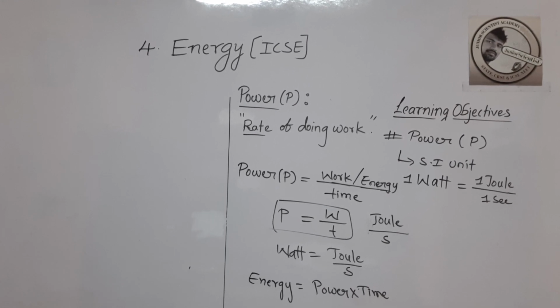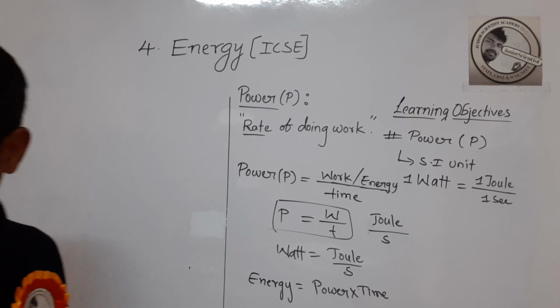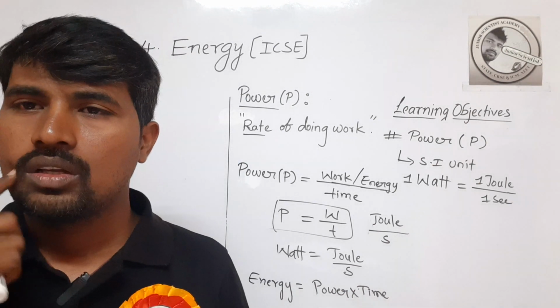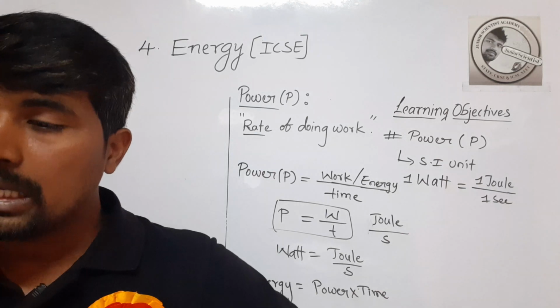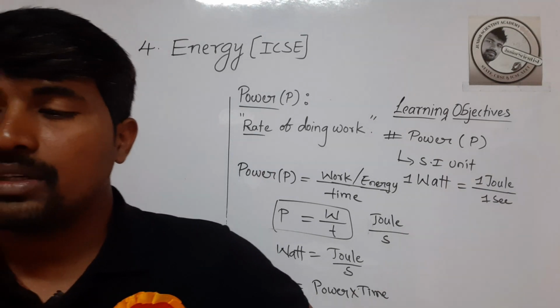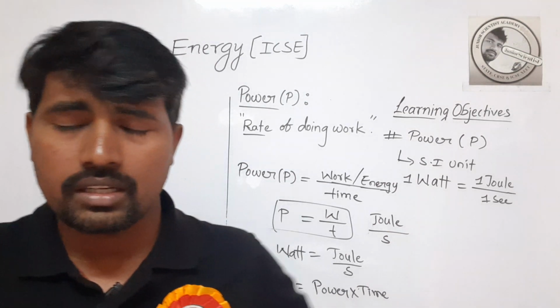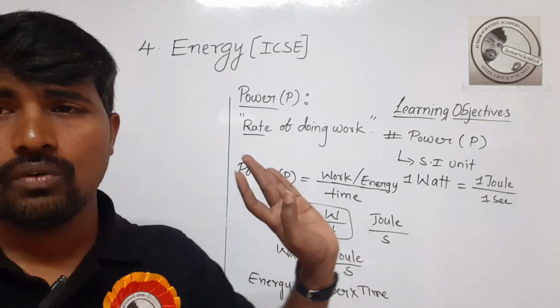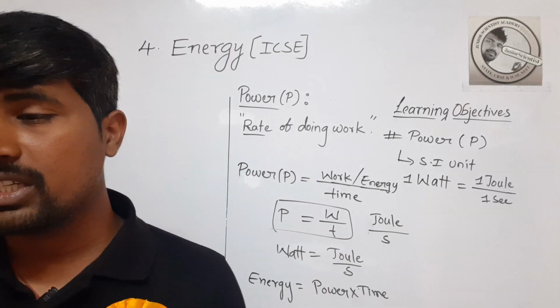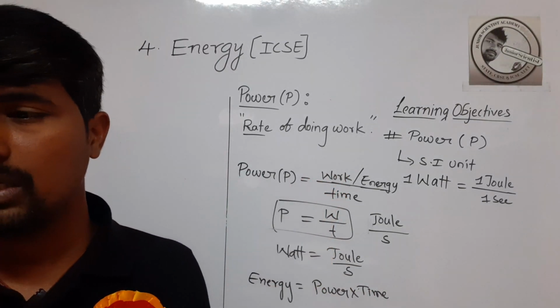Okay, differences between work and power. As per your textbook, work done by a force is equal to the product of force and displacement moved in the direction of force. Just the direct definition of work. Work is nothing but the product of force and displacement. And next, the power definition is the rate of doing work. That is the first point.